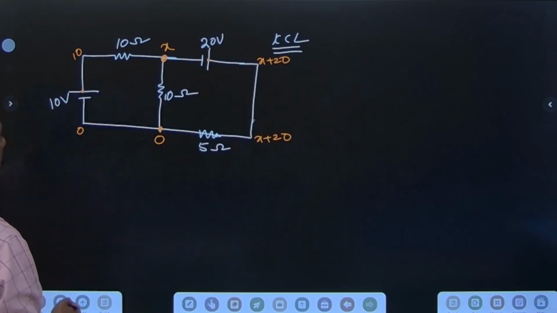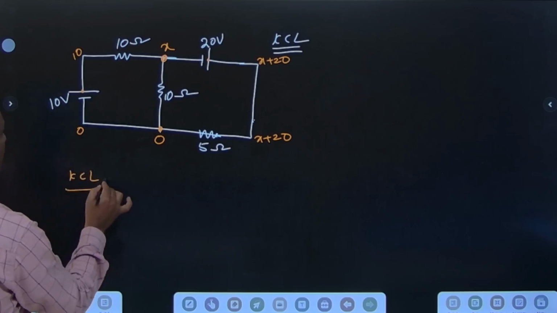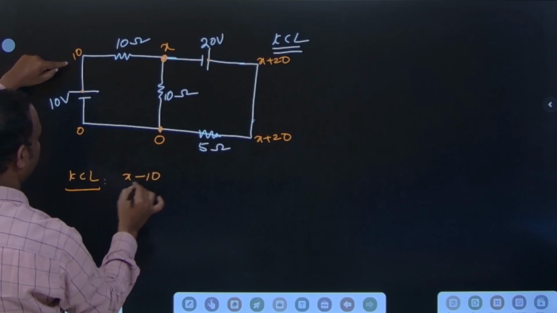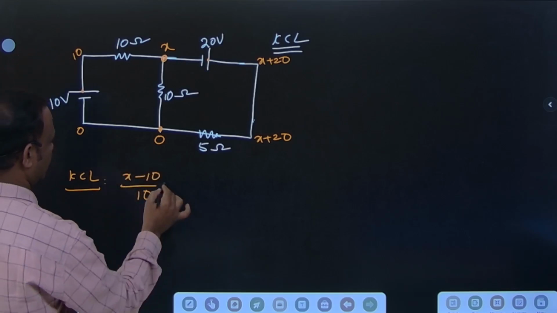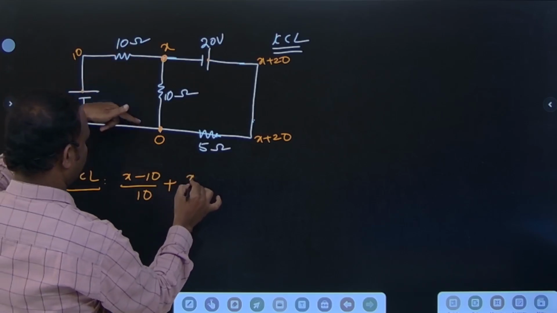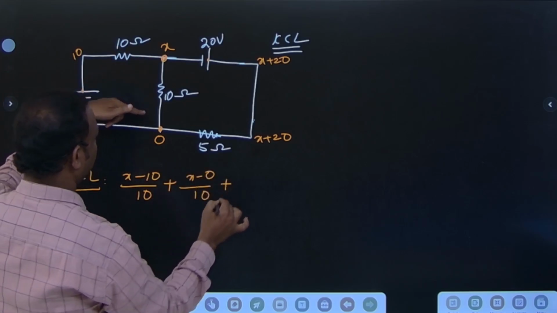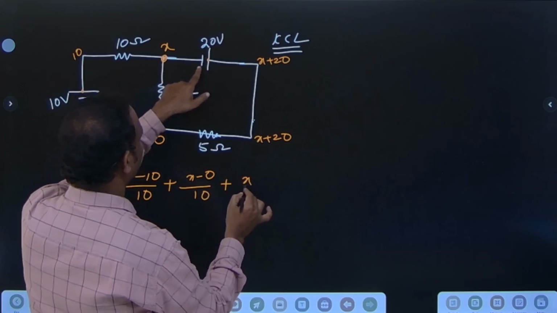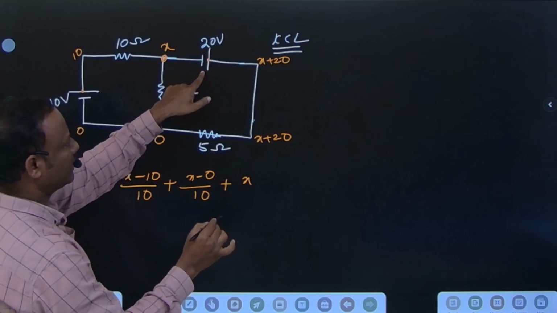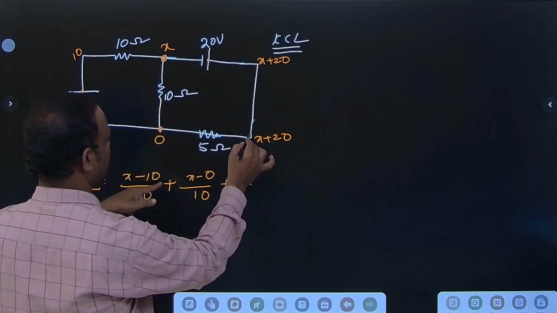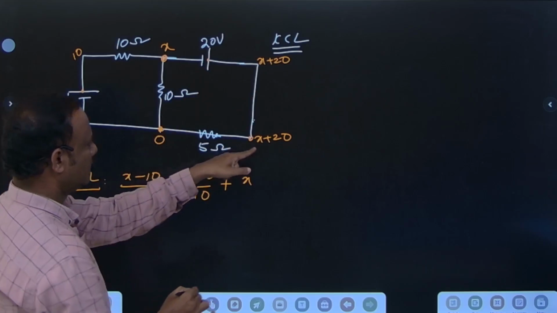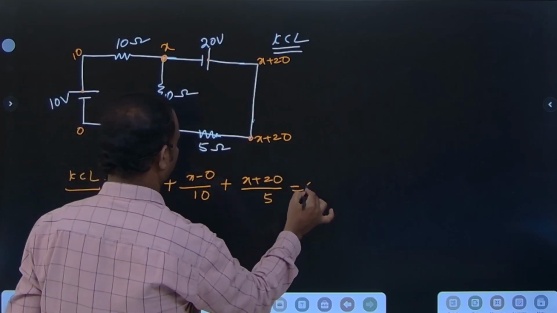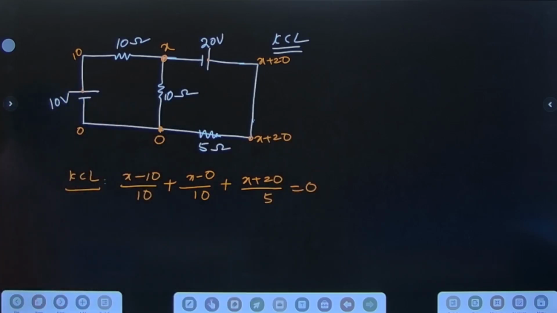Yes. Now apply KCL. For the KCL, the first one is what? x minus 10 by 10 plus x minus 0 by 10 plus, okay x, what is there? So this is the cell, correct? The cell we cannot use. Where to use it here? Between these two. What is that? x plus 20 minus 0 by 5 is equal to 0.